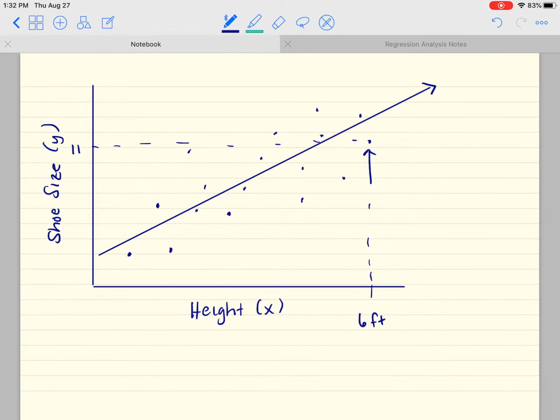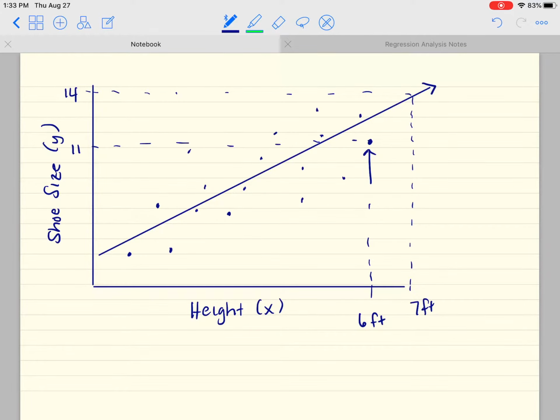Fine. Well, what if I wanted to know the shoe size for someone who's 7 feet tall? Although my data stops here, my line of best fit continues, so I could go out a little further and say, okay, if I'm 7 feet tall, then what could I expect my shoe size to be? And maybe based on my line of best fit, I could predict that the shoe size is like a 14. I don't know, I'm just sort of making these numbers up, right? But that's the concept, okay?